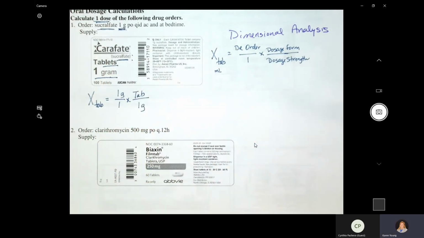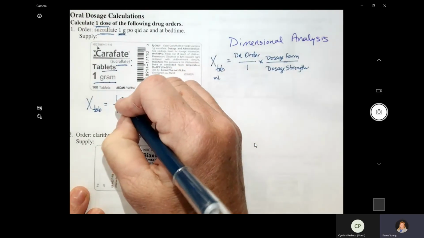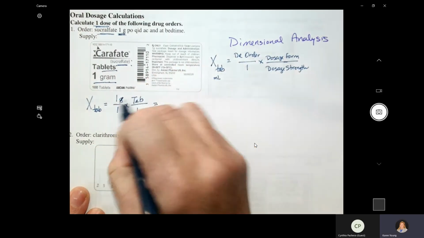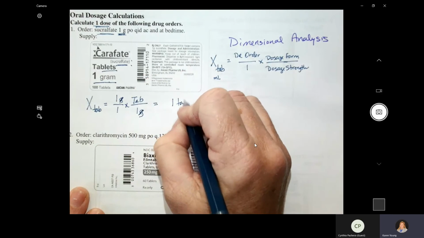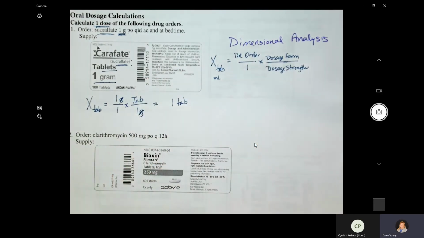gram. Now, if the doctor's ordered 1 gram and you've got 1 gram per tablet, you know you're giving one tablet, right? My grams are going to cancel. One times tablet is one tablet. One times one is one, so I don't have to worry about putting it over one.